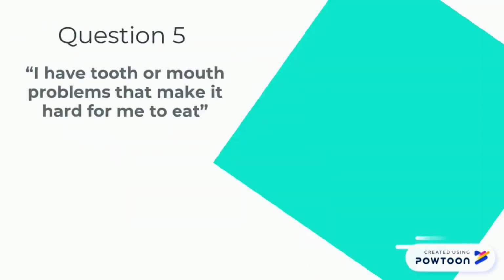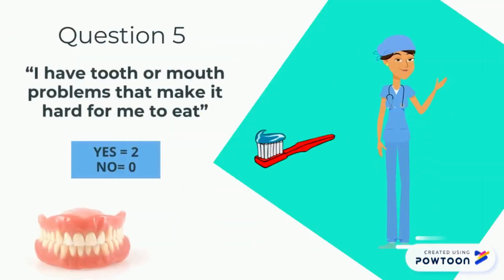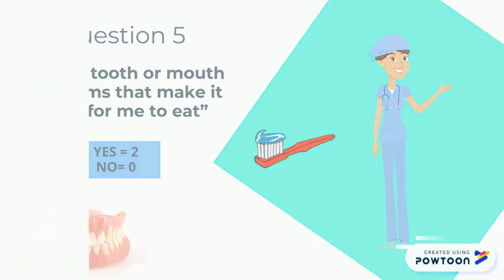Question 5. I have tooth or mouth problems that make it hard for me to eat. To help you answer this question, consider: are your teeth in bad condition? Is it sore when you chew or swallow foods? Do you wear dentures? Are they loose or painful to wear? Do you find it difficult to swallow certain foods? Is your mouth often dry or do you have mouth ulcers? If you answer yes to this question, add 2 to your nutrition score.